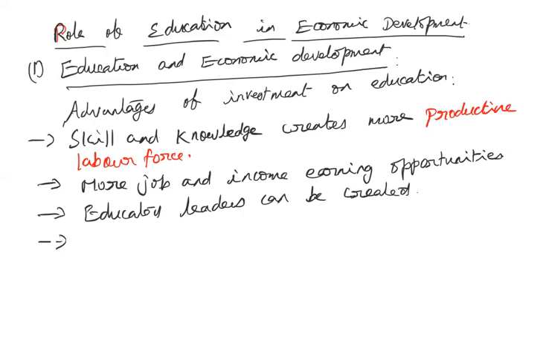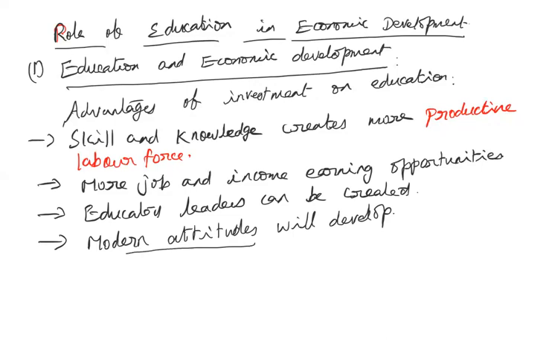And the most important thing, the modern attitudes will develop. We'll keep on saying, isn't it, that social factors are hindering the progress of the country. People, especially in the rural areas, have superstitious and outdated beliefs, which are preventing the development of the country. So once proper education is provided all over, modern attitudes will automatically develop among the people.